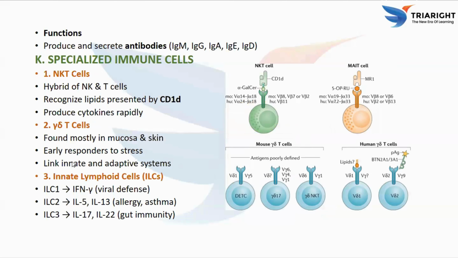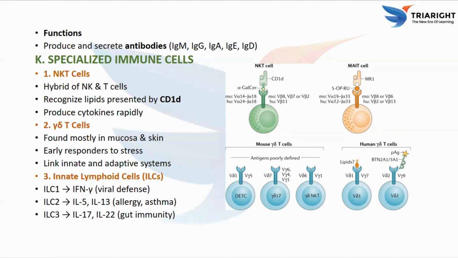So next, specialized immune cells. Besides the classic B cells, T helper cells and cytotoxic T cells, the immune system has other specialized cells that bridge the immunity between both the innate and adaptive systems. These cells respond faster than the typical T cells, and they often recognize non-peptide antigens like lipids, metabolites, and stress molecules. So what is the first type?